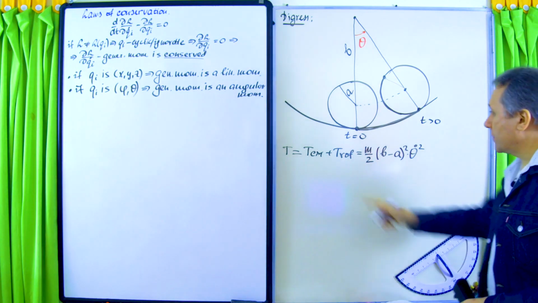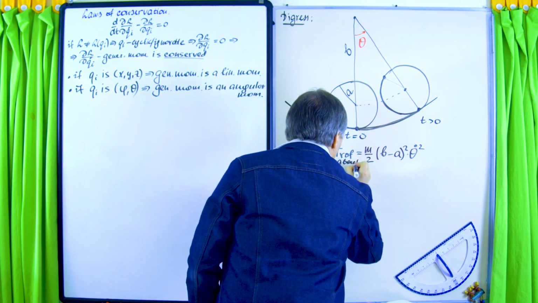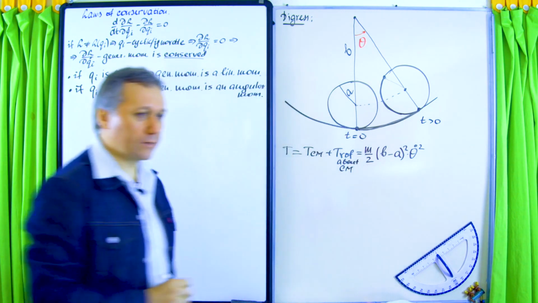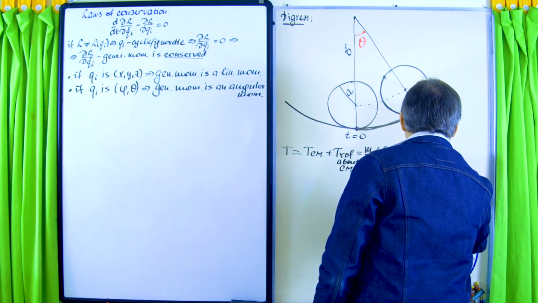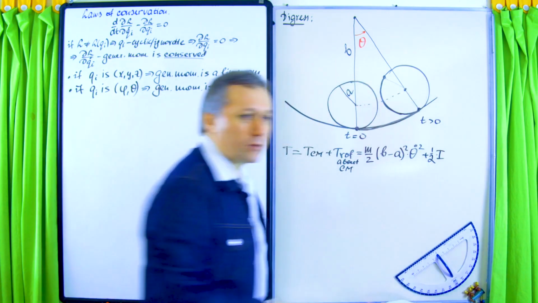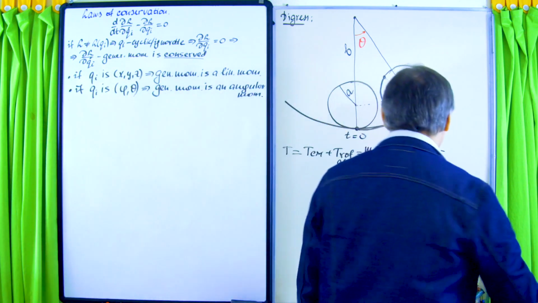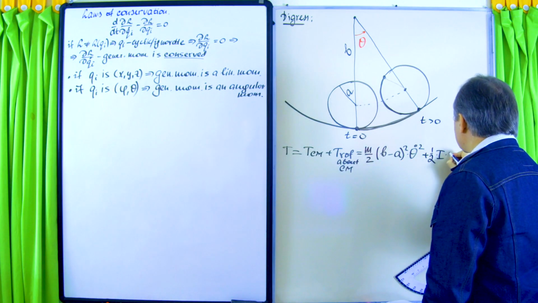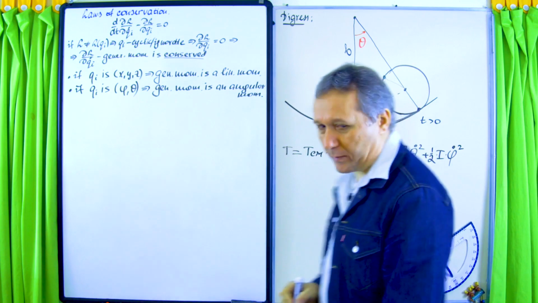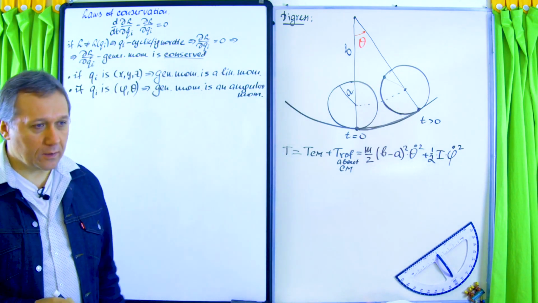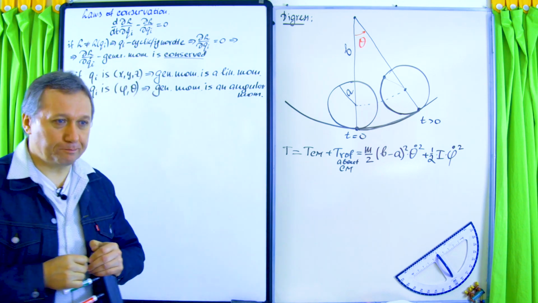And now the rotational kinetic energy, of course, about the center of mass. Let me write it first: it will be 1 over 2 times some moment of inertia, which of course depends on the object, ball, disc, hoop, it doesn't matter, times some new variable phi dot squared. Now we're going to talk about this phi. Which phi can be used or must be used?